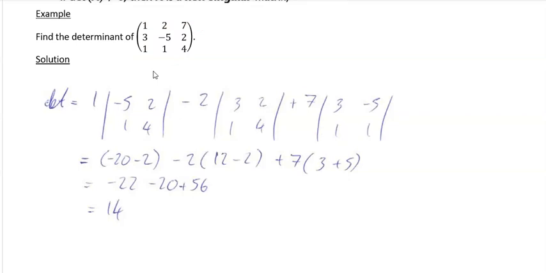So that is 1 times the 2 by 2 determinant: minus 5 times 4 is minus 20, and then 2 times 1 is 2, so it's minus 20 minus 2. Then the next one is minus 2 times 3 times 4 is 12, and then 1 times 2 is 2, so 12 minus 2. And 7 times 3 times 1 is 3, and minus 5 times 1 is minus 5, so it's 3 minus minus 5, so 3 plus 5. A wee bit of working out there, and you'll get the determinant of this matrix is 14.